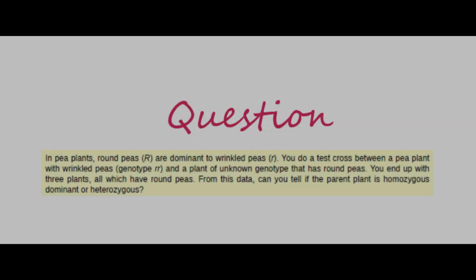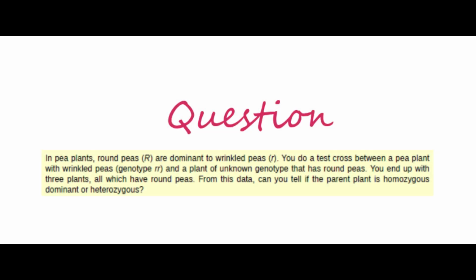In pea plants, round peas, capital R, are dominant to wrinkled peas, lowercase r. You do a test cross between a pea plant with wrinkled peas, genotype lowercase r lowercase r, and a plant of unknown genotype that has round peas. You end up with 3 plants, all of which have round peas.